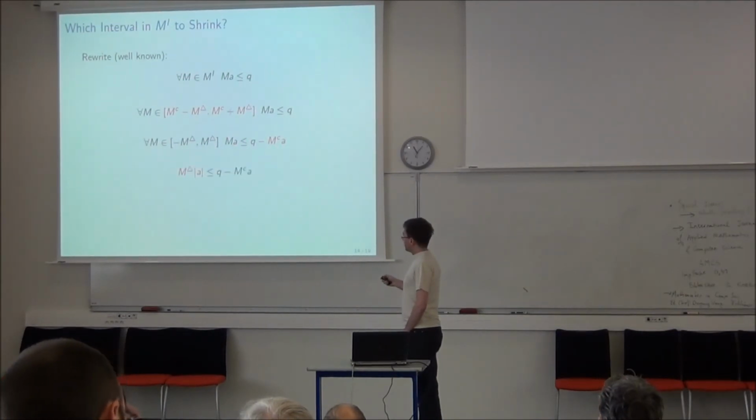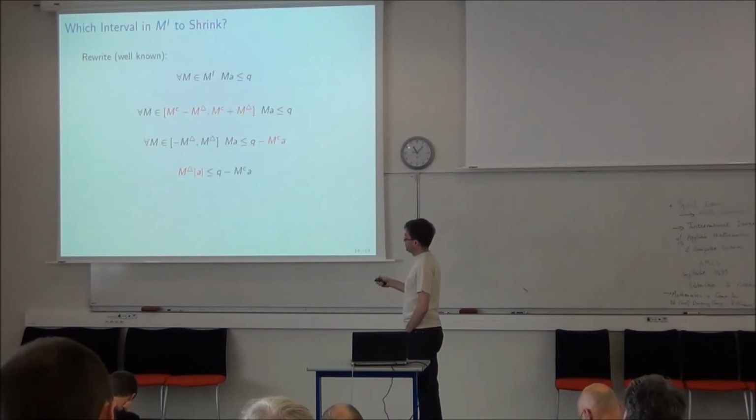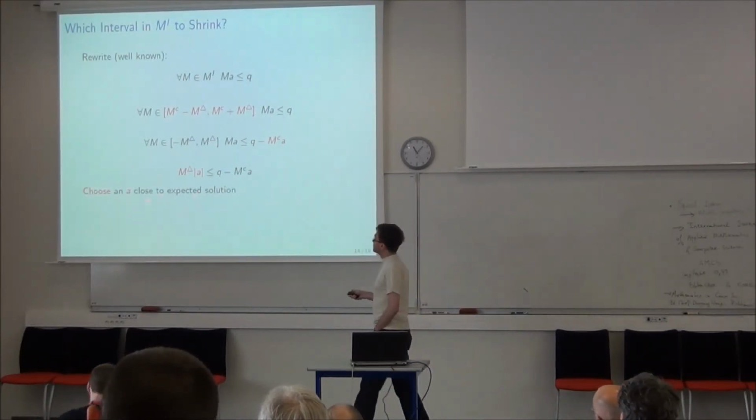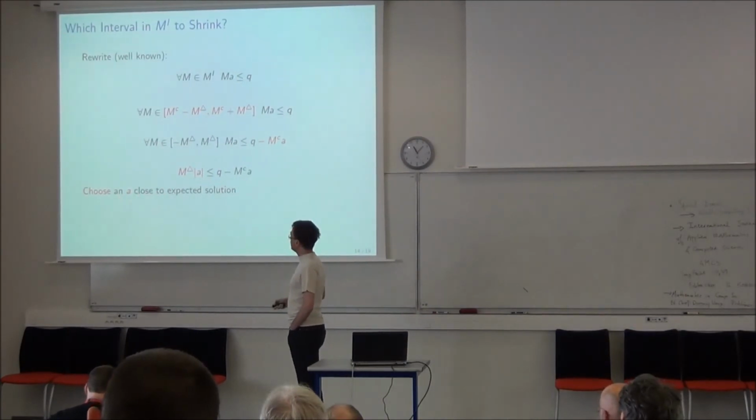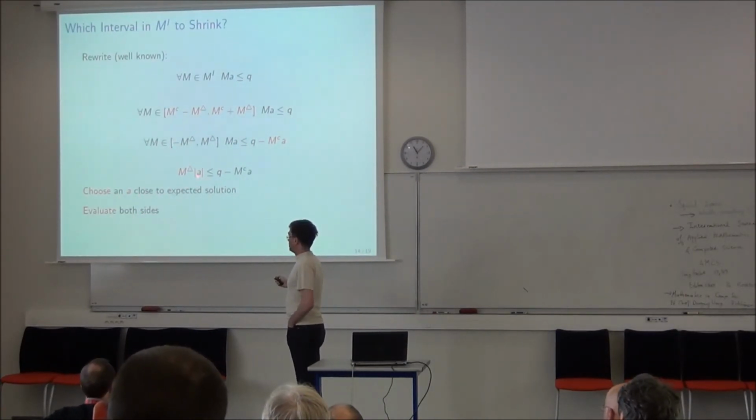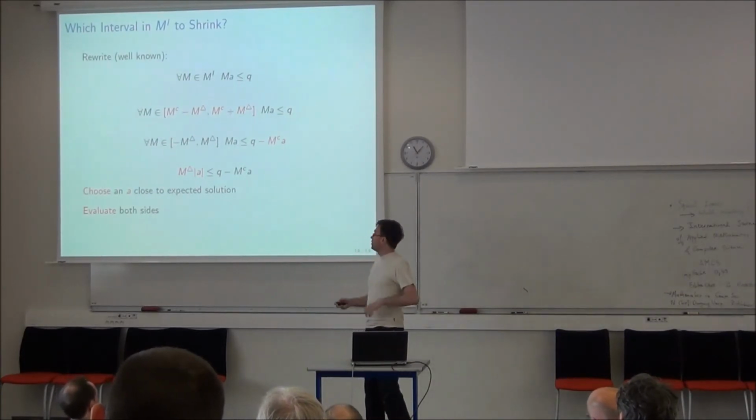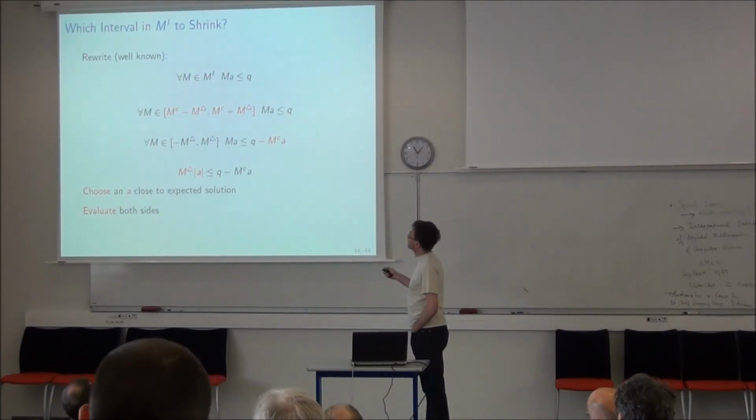Then you can observe that there is an A such that for all m in this interval this holds if it holds for the maximum here. So instead of writing it that way, we can replace the universal quantifier by this absolute value. And then we'll just choose some A cleverly. We don't explain how. As I said, in general the system is not solvable, so there will not be a solution. But we can try to find out how to improve, how to shrink those intervals best.